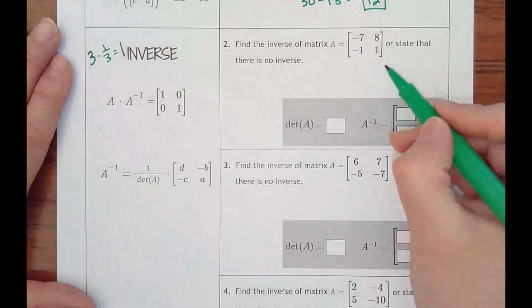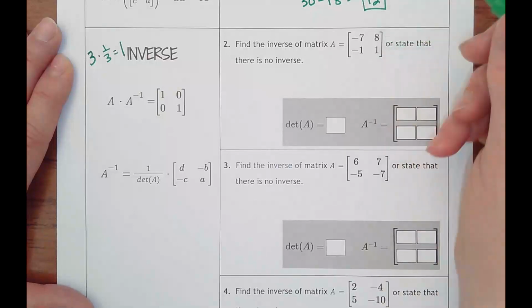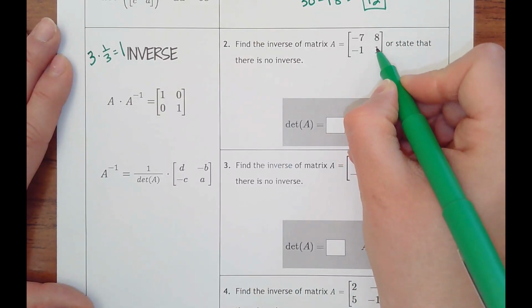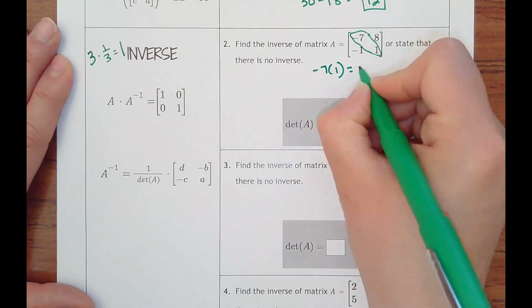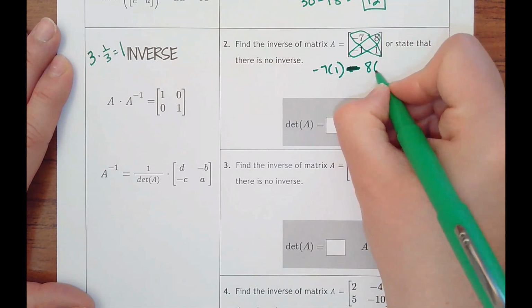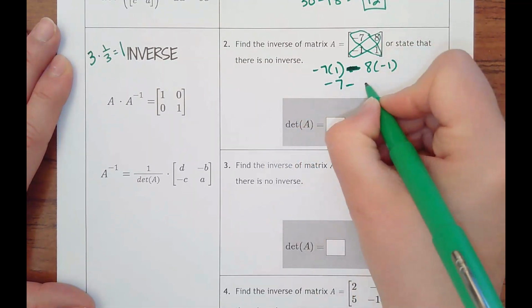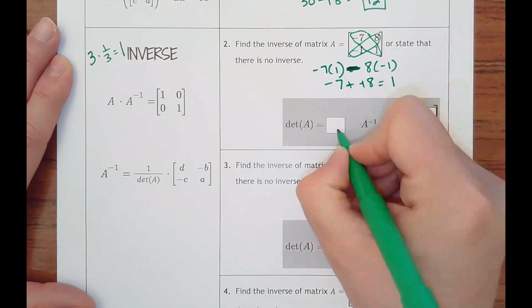Okay, so if we want to find this inverse, first I want you to figure out the determinant. Let's do it by hand. So it would be -7 times 1 minus 8 times -1, which would be -7 minus -8, which turns into +8. So that's actually just 1.